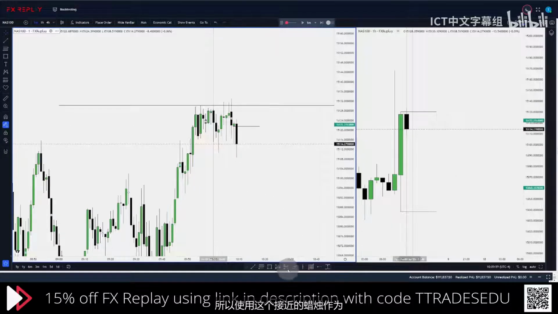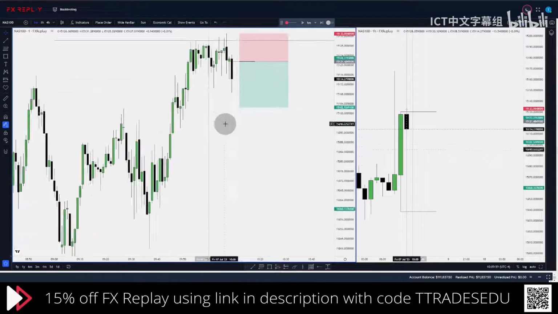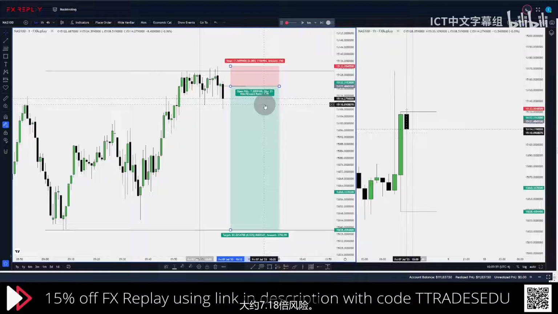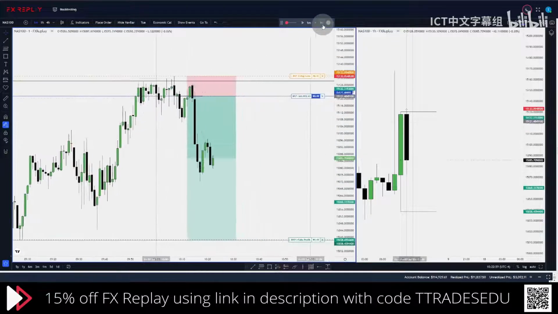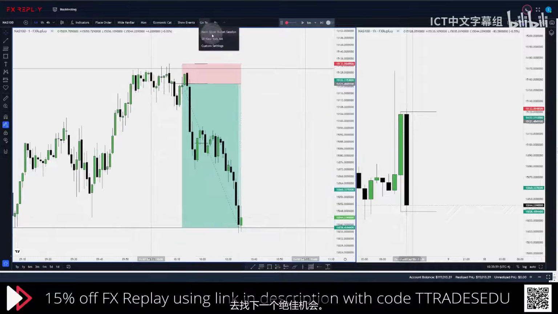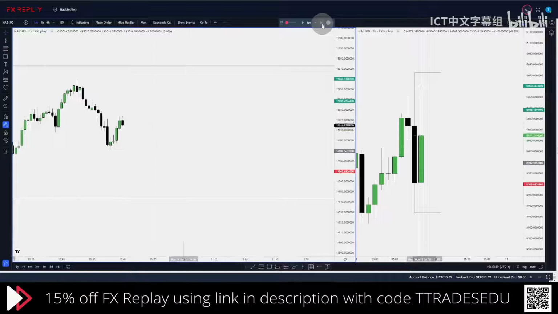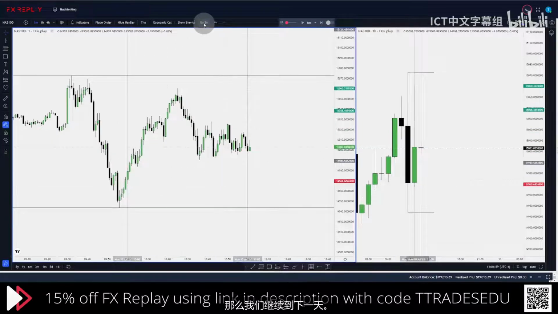So using this up close candle as an entry, stop here. Where am I targeting? This low. So about 7.18R. Place the order. So it hits 3R. So I'll move my stop to break even. And there we go. Go to the next silver bullet to mark out this high and low. Price did not sweep either side within our range, so we'll go to the next day.